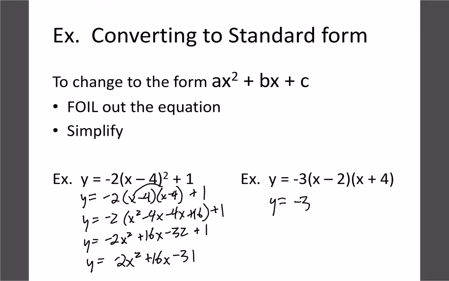And if I gave it to you in factored form, it's still the same. FOIL it out again. So x times x is x squared. Then we get a 4x, a minus 2x, and a minus 8. So let's just multiply all of that by negative 3, so negative 3x squared. These two together would be 2x, so 2 times negative 3 would be negative 6x.